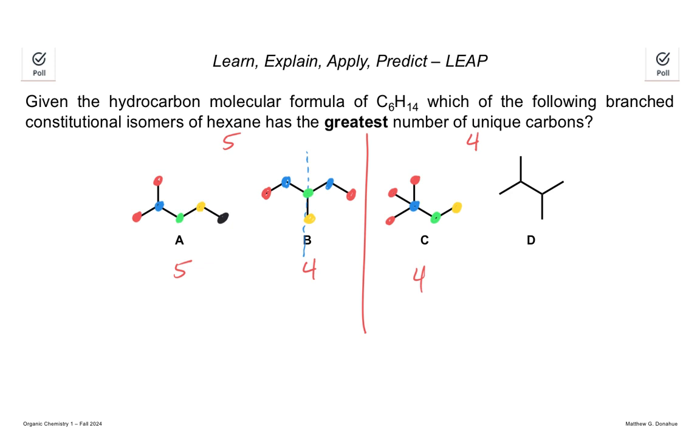And then D, how many does D have? 2. So 2, again, you've got to do some mental gymnastics here. There's a plane of symmetry, and then here's a plane of symmetry. So the methyl groups are all the same, and then the methine groups are the same. So that's 2.